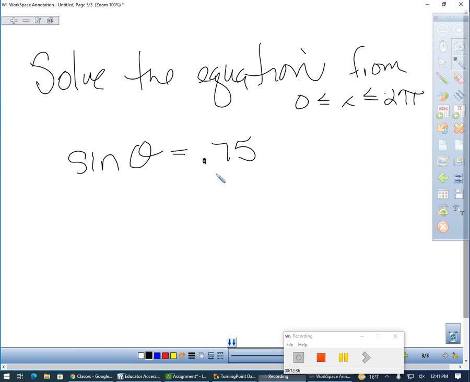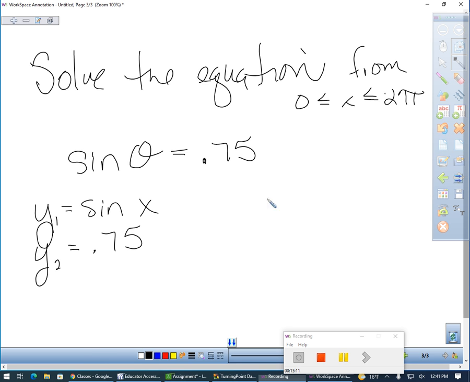So what I need you to do is we're going to graph it in our graphing calculator. How I want you to do it is I want you to take this side and put that into y1, and then I want you to take this side and put that into y2. So in your first y, you're going to put sine x. Make sure you're in radian mode. The second y, you're going to put in 0.75.